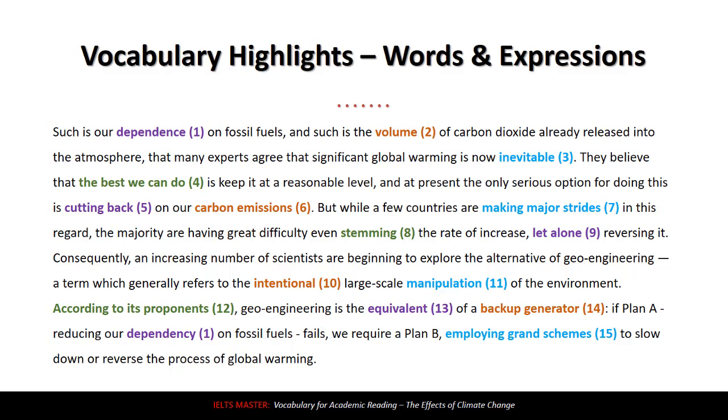So after you use the phrase let alone, you need to have a less likely, a less possible result. So here, A is stemming or reducing the rate of increase. And the lower chance result, or the result that's less possible, is reversing it. So after let alone, we have the lower chance result.